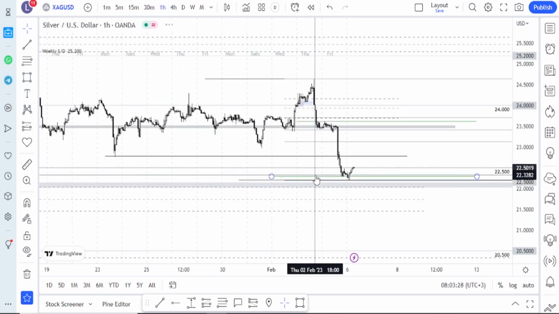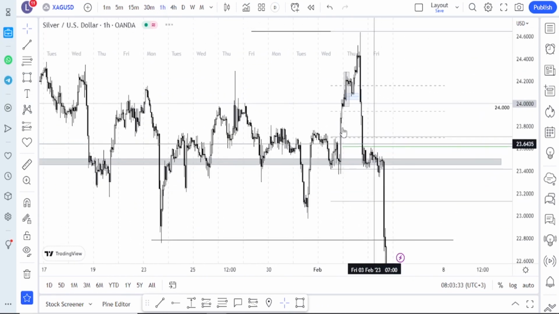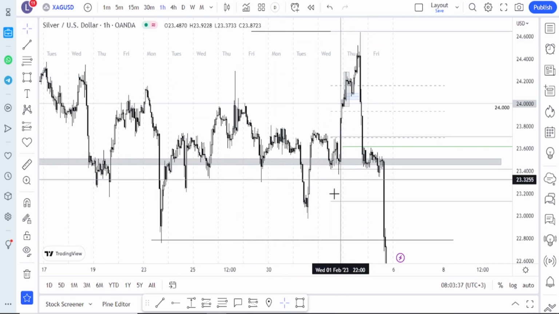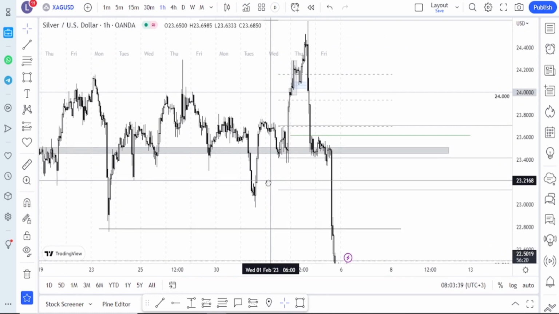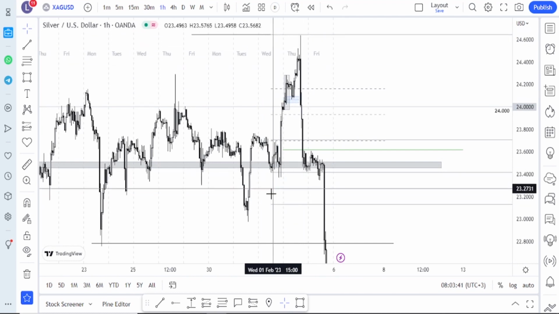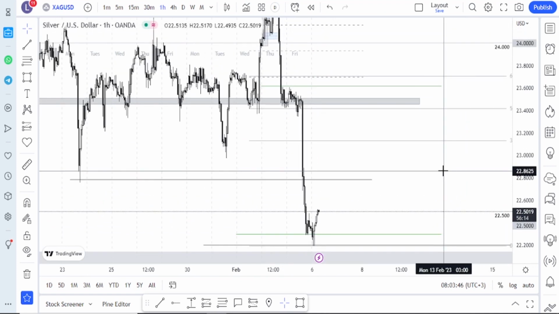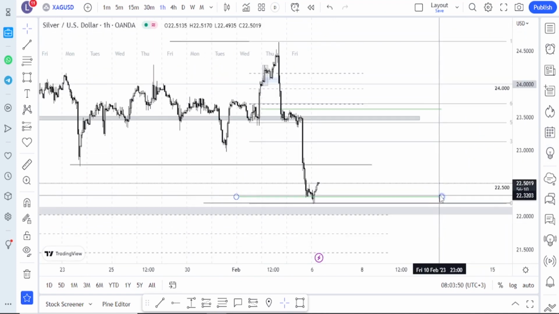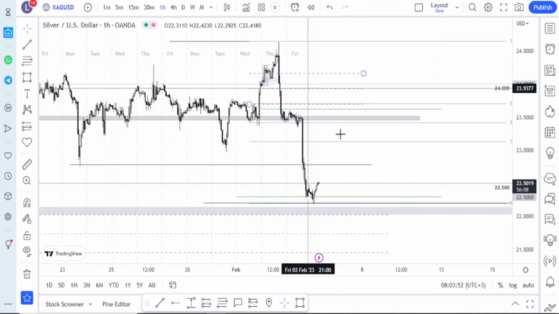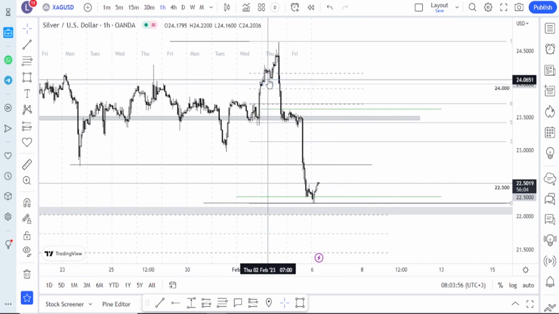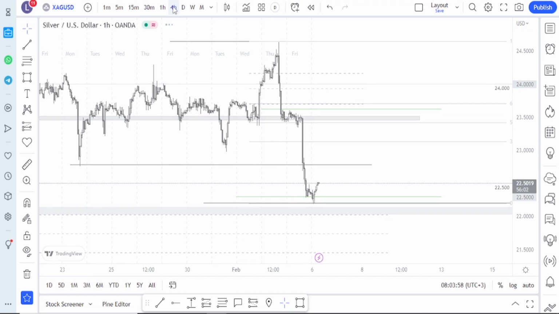On the hourly, you can see price better. This hourly structure is different. It was here, here, and here. Now it is broken. Now the hourly structure points are here, here, and here. So still the same leg that we're waiting for a retracement on. And there's imbalance on the 4-hour.